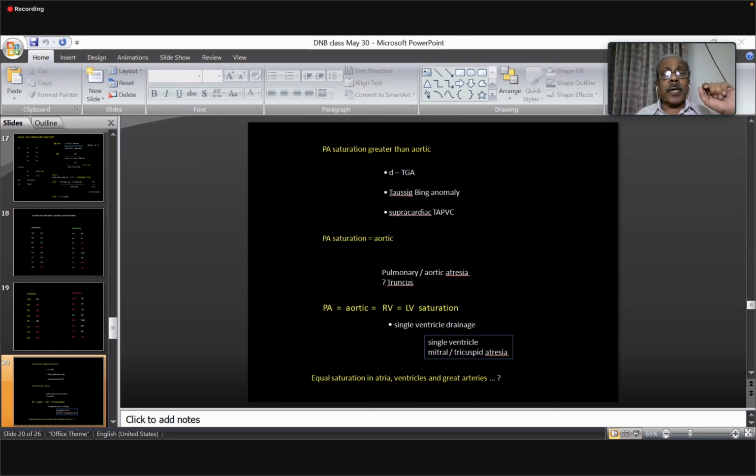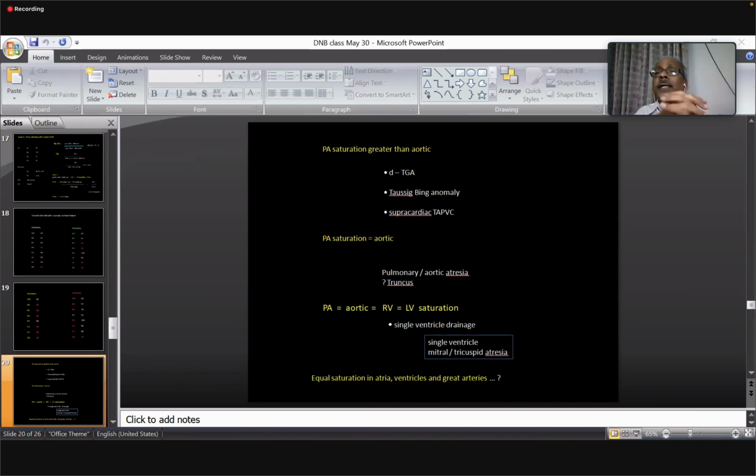Then pulmonary artery, aortic, and two ventricles equal means the univentricular physiology. The whole blood, the systemic and pulmonary venous blood, is received and mixed in the ventricles, and it is emptying to the great arteries. Classically, mitral atresia, tricuspid atresia, the commonest. Single ventricle, again like tricuspid atresia, by definition, it need not be that the two ventricles, that is, one ventricle is receiving the whole blood.